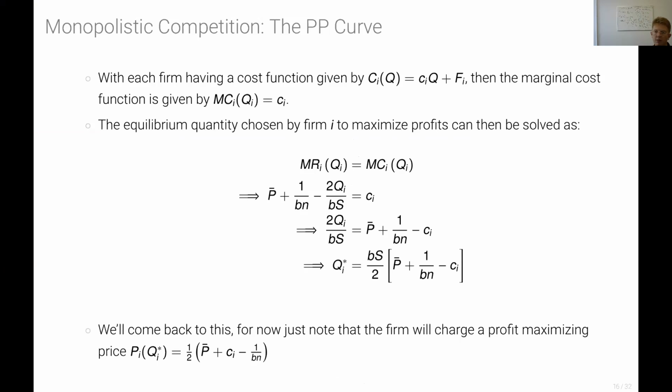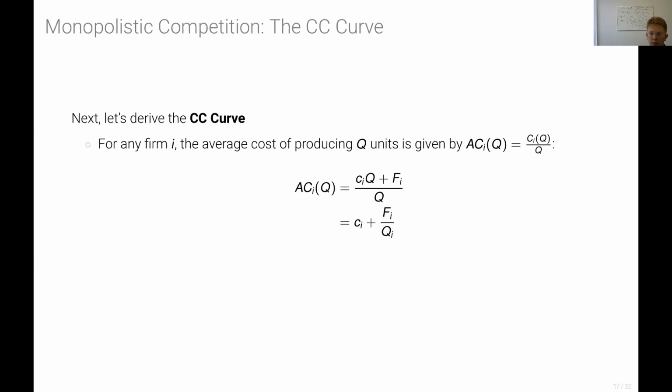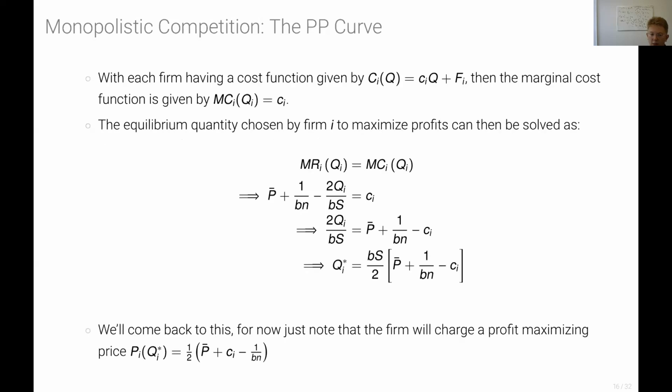Okay, so that's basically what I did. And note there's a typo on these slides. It should be plus Bn. So next, that's basically how the monopolist is going to set price. And for now, I'm just going to leave the monopolist price like that.